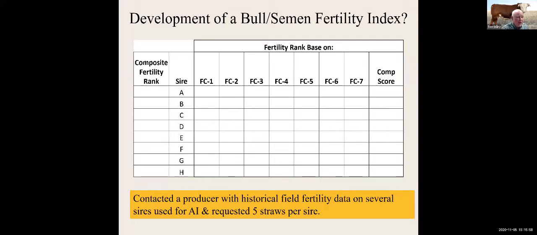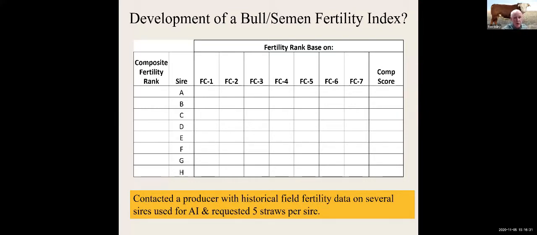And they said, well, why should we work with you? Can you convince us that what you're doing has any value? And I said, well, I'm not sure we can. But I asked them if they had any historical field fertility data on any bulls that they've been using. And they did. They had semen banked on some of those bulls. And I said, send us some semen on some of those bulls that you have field fertility data. We'll analyze it every way we know how and see if we can convince you that some of what we're looking at has some value.